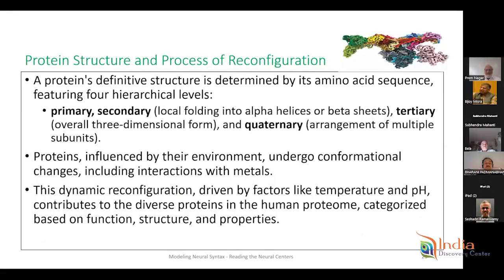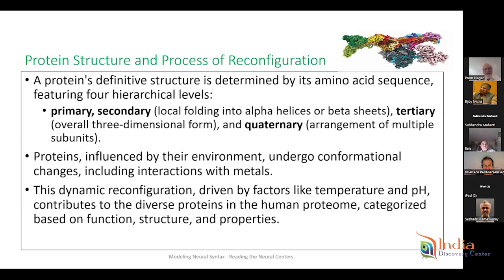Now, protein structure and the process of reconfiguration. The protein's definitive structure is determined by its amino acid sequence, featuring 4 hierarchical levels. Primary; secondary, which is a local folding into alpha helices or beta sheets; tertiary, which is the overall 3-dimensional form; and quaternary, the arrangement of multiple subunits.